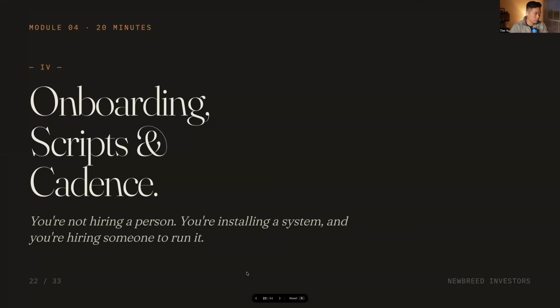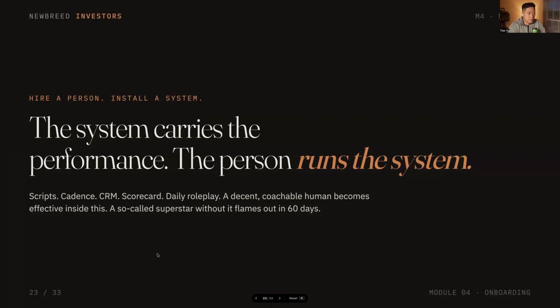Punctuality is super, super important. Okay. Onboarding scripts and cadence. So the system carries the performance. Okay. The system carries the performance.